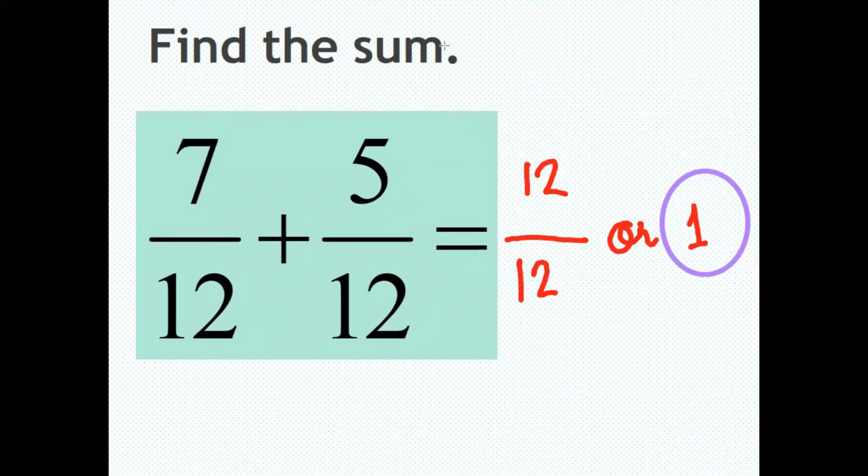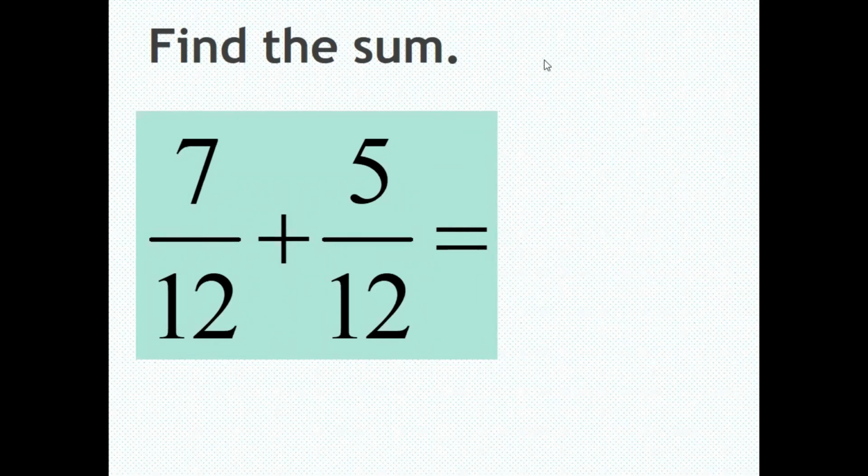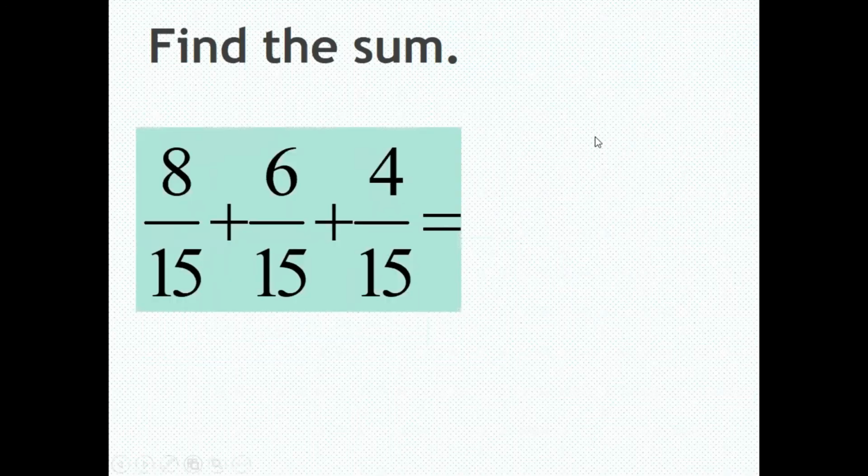Next, let us proceed to our next example. We have 8 fifteenths. Now, for this example, we are adding 3 similar fractions: 8 fifteenths plus 6 fifteenths plus 4 fifteenths. Now, the same thing, just add all the numerators. We have 8 plus 6, that is 14, plus 4, that is 18. And then copy the same denominator, which is 15. You have 18 fifteenths.